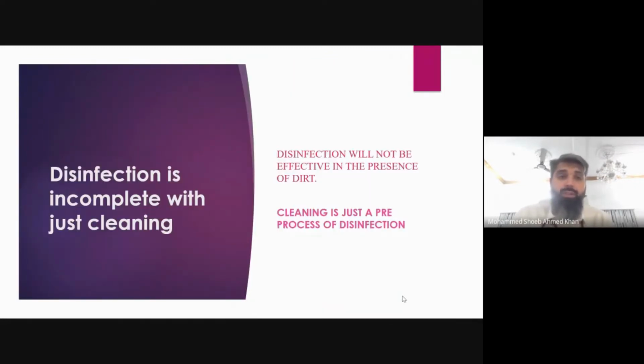So disinfection is incomplete with just cleaning. If you just clean, it will not be effective unless you really rub it off. Cleaning is just a pre-process of disinfection. You need to first make the surfaces clean, and then you need to disinfect them. You can't just disinfect something when you have big dirt particles over there.